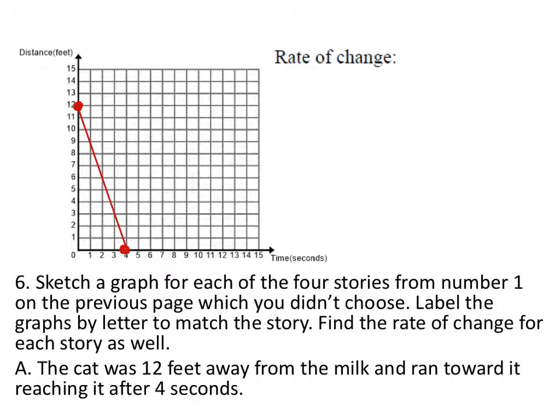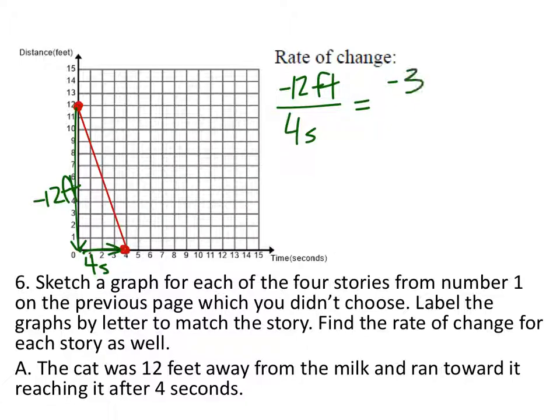Now on each of these, it asks also for the actual rate of change. So let's go ahead and write those in. This one, it went down 12 feet, or 12 feet closer, in 4 seconds. So that's negative 12 feet for 4 seconds. And this one can be simplified so that we would get negative 3 feet for 1 second.